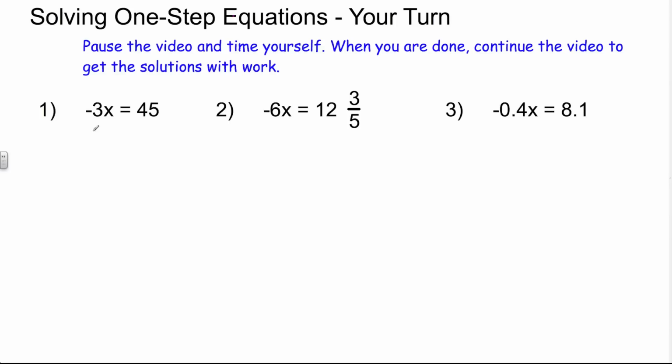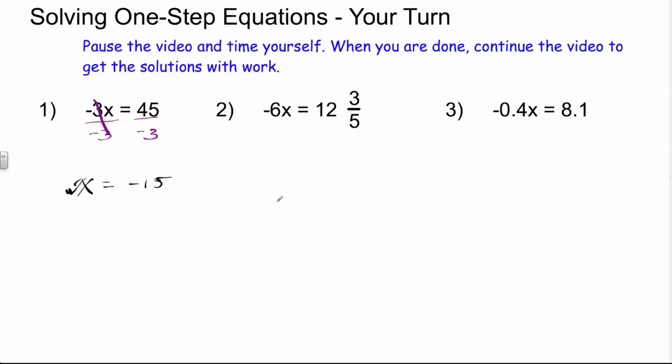In problem number 1 on your turn, we have negative 3x is equal to 45. So what you need to do to solve this problem is divide each side by negative 3. And when you divide each side by negative 3 using the division property of equality, the negative 3's on the left-hand side cancel out, leaving you with x is equal to, and then doing this division either by hand, long division, in your head, or with a calculator, 45 divided by negative 3 gives you negative 15. Hopefully you checked your work and you know that works out to be the correct answer.